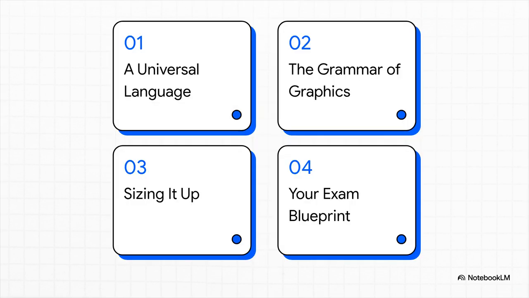So here's what we're going to cover. We'll start with what British standards actually are. Then we'll learn the basic grammar of lines and symbols. After that, we'll see how dimensions add that super precise meaning. And this is the important part. We'll show you why mastering all of this is your absolute blueprint for success in higher graphic communication.